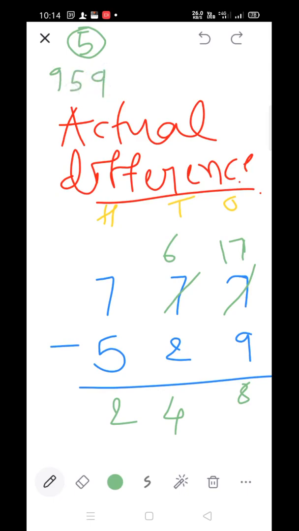959 minus 785. Yes, this is your homework. 959 and 785. I am also sending a photo of it.